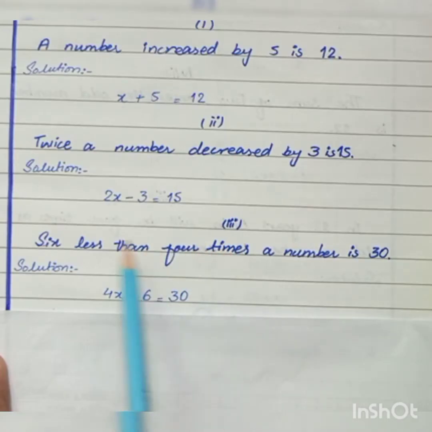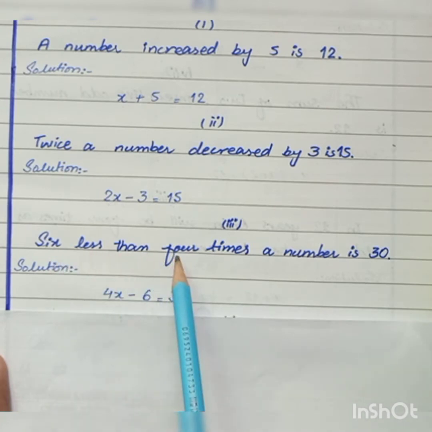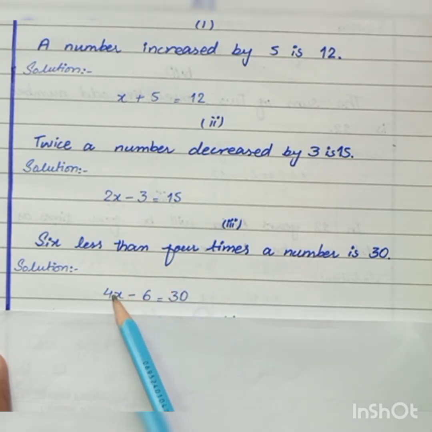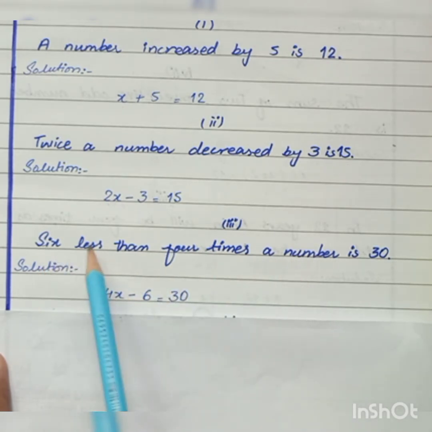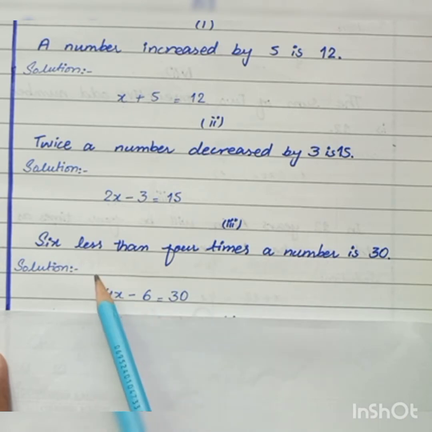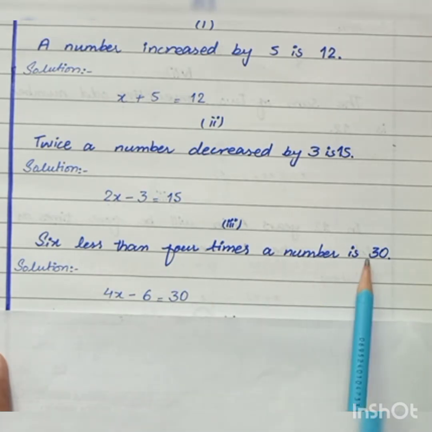Next one is part number 3: 6 less than 4 times a number is 30. Again we let the number be x. So for 6 less than 4 times a number, first we will write 4 times a number. 4 times a number means 4x. Here you can see 4x, and 6 less than means 6 is subtracted from 4x, which is equal to 30. So 6 less than 4 times a number, that is x, is equal to 30.